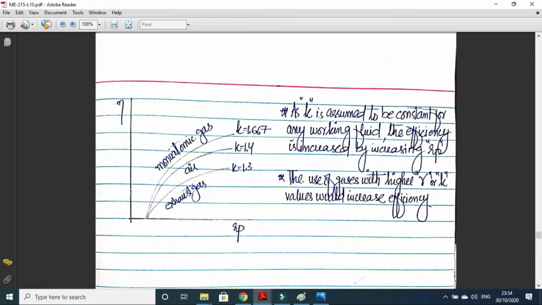We can plot the efficiency of the Brayton cycle like this. Efficiency on the y-axis, pressure ratio on the x-axis. We can see that if the pressure ratio is increasing, the efficiency also increases. And similarly, if we increase K, the efficiency also increases. This is similar to the behavior which we observed in the Otto cycle.